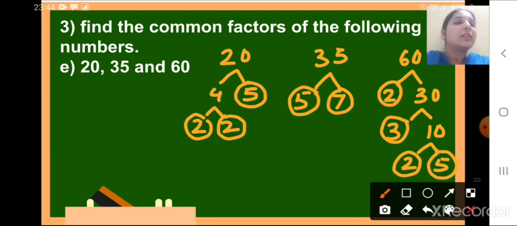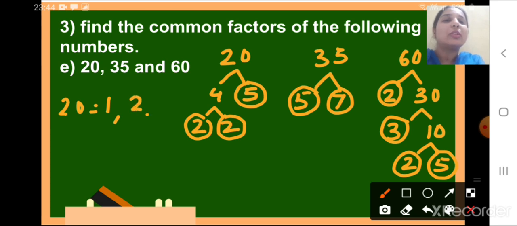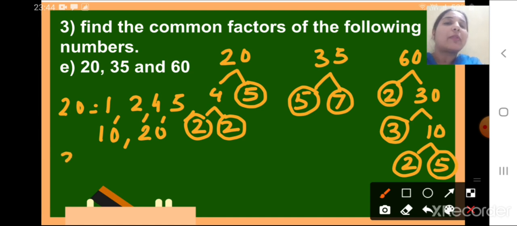Now we will write the factors of number 20 here. So what are the factors? 1, 2, then 4, 5, then 10. 10 2s are 20, and then 20 itself. Now we will write the factors of number 35. So what are the factors? 1, 5 and 7.